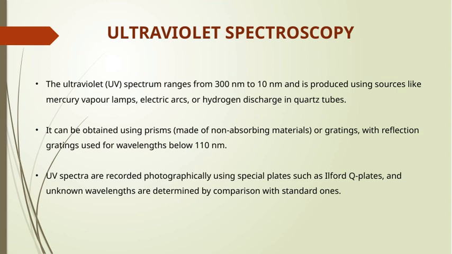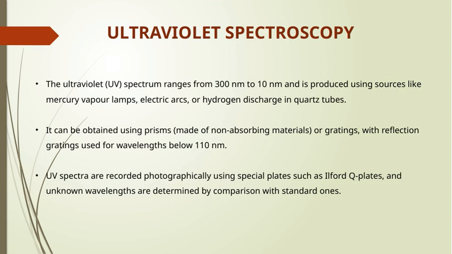To obtain UV spectra, we typically use optical components like prisms, which are made from materials that don't absorb UV light, or diffraction gratings. When working with wavelengths below 110 nanometers, reflection gratings are especially useful because they handle these shorter wavelengths more effectively. Recording UV spectra involves photographic techniques. Special plates like Ilford Q plates are used for capturing the spectral data.